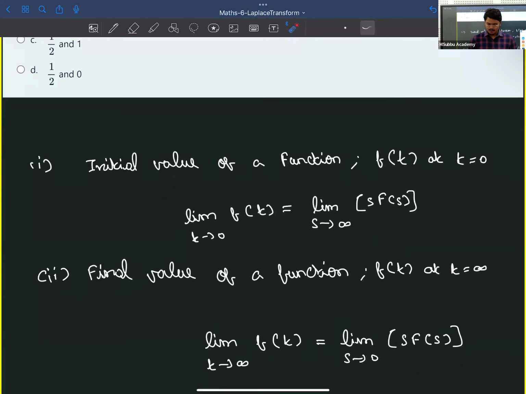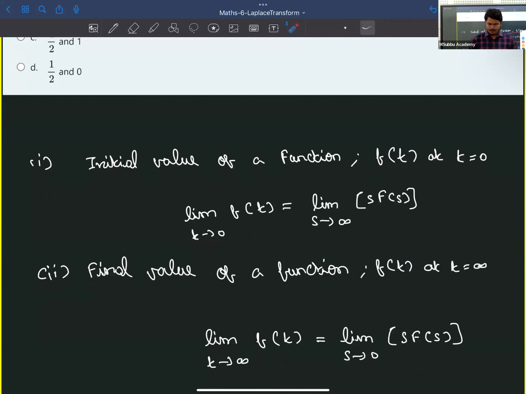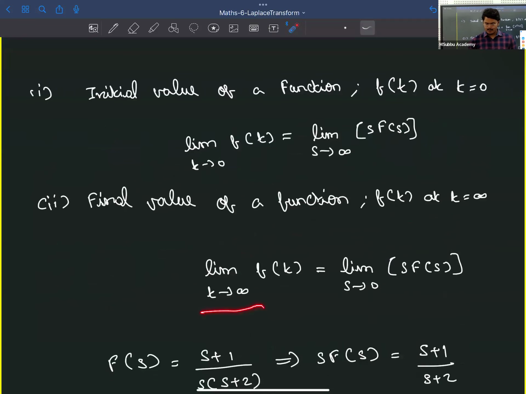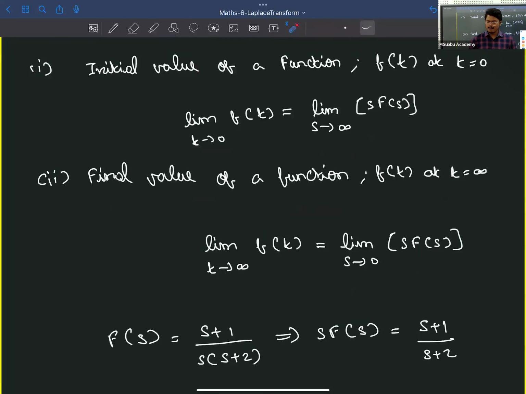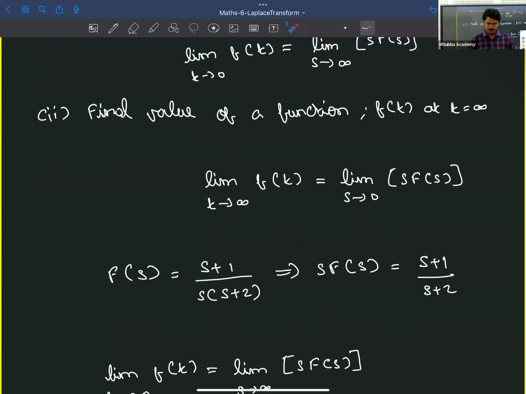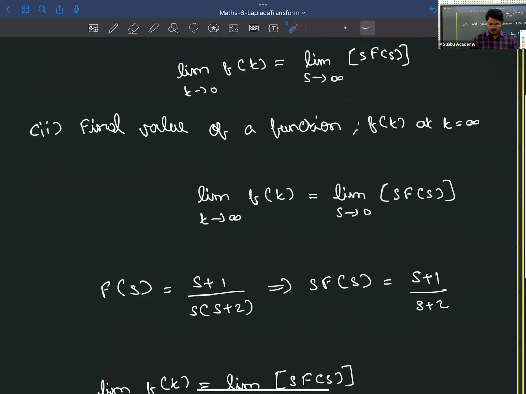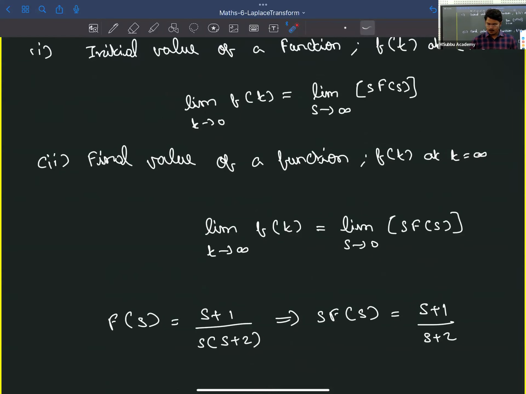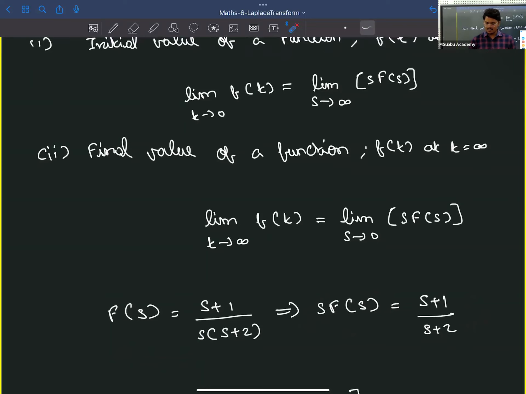So this is the initial value formula, and for the final value formula, at t equal to infinity, limit t tends to infinity f of t equals limit s tends to 0 s into f of s. So these two will be equal. So this is an identity for the final value theorem. Now we'll first find s into f of s, so first we'll find the initial and final values. We know f of s is equal to s plus 1 by s into s plus 2. So for finding the final value you want s into f of s; take this term that side. So s into f of s is nothing but s plus 1 by s plus 2.